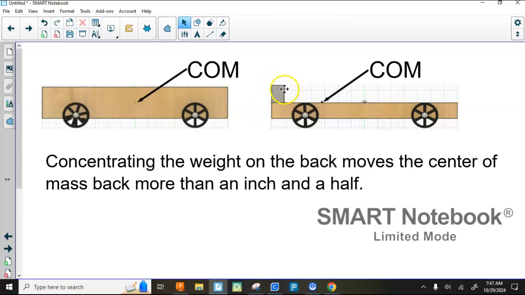Here, by placing the steel in the very back, the center of mass has moved from the zero line back 1.6 inches. Concentrating the weight back moves the center more than 1.5 inches back.